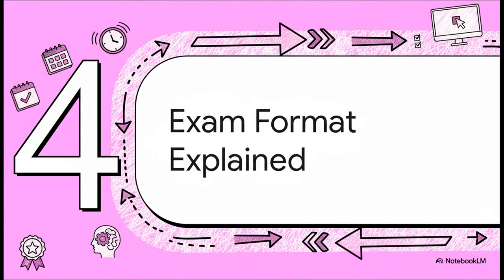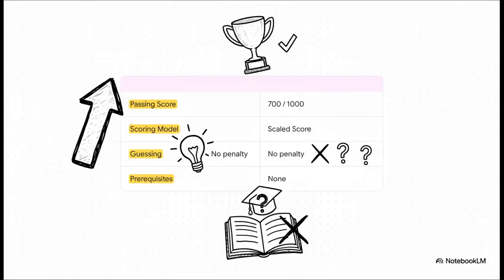All right, so you've seen the content, you've seen some questions. Let's really quickly cover the exam logistics so there are no surprises on test day. Here are the key facts you need to know. You need a 700 out of a possible 1,000 to pass. Now, here's a critical tip. There is no penalty for guessing. That means you should answer every single question, even if you're not sure. Never leave one blank. And remember, absolutely no prerequisites needed to take this.